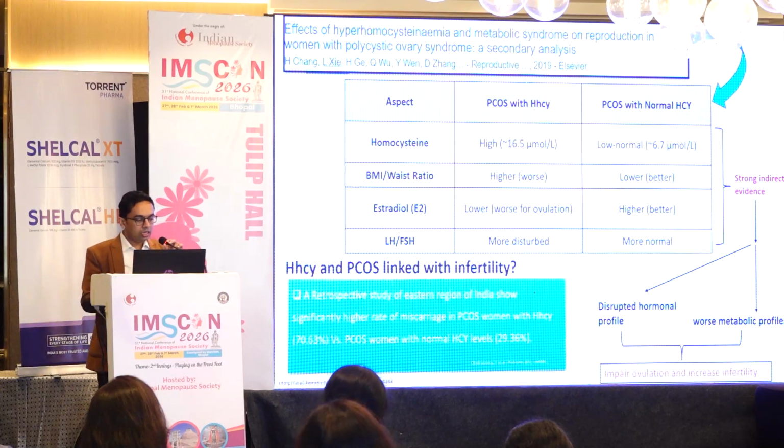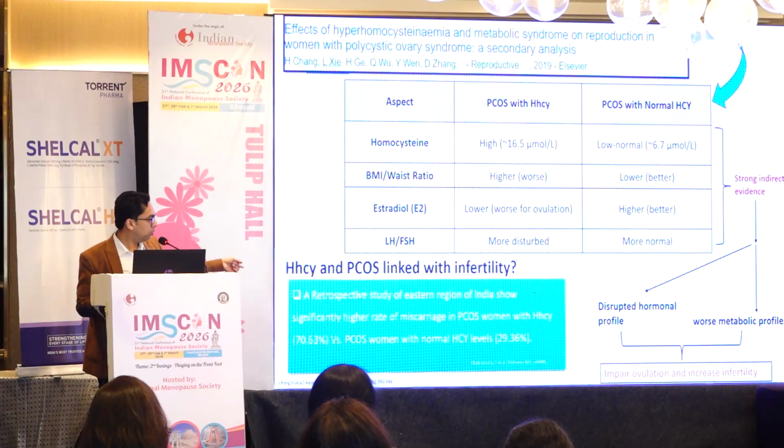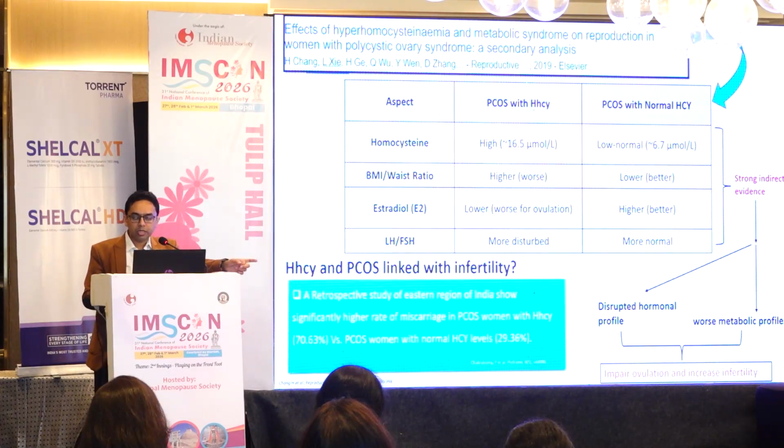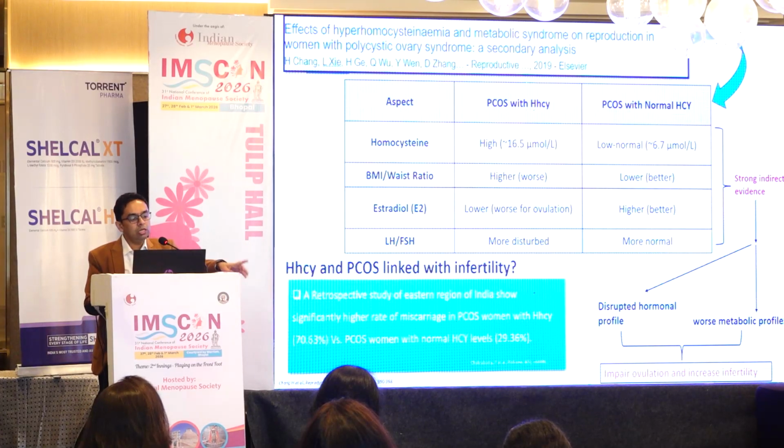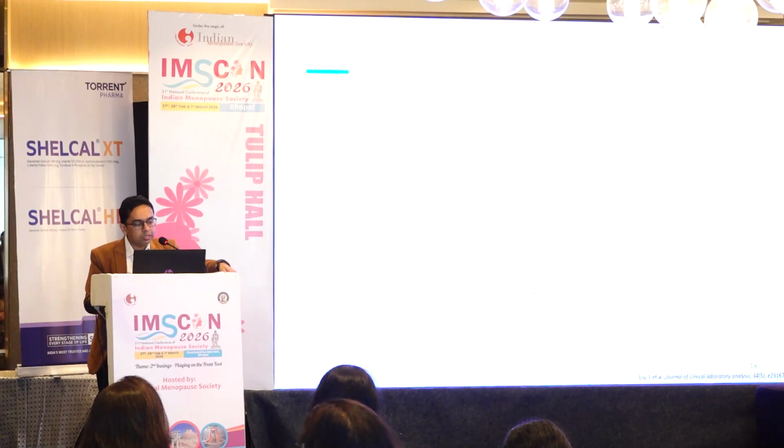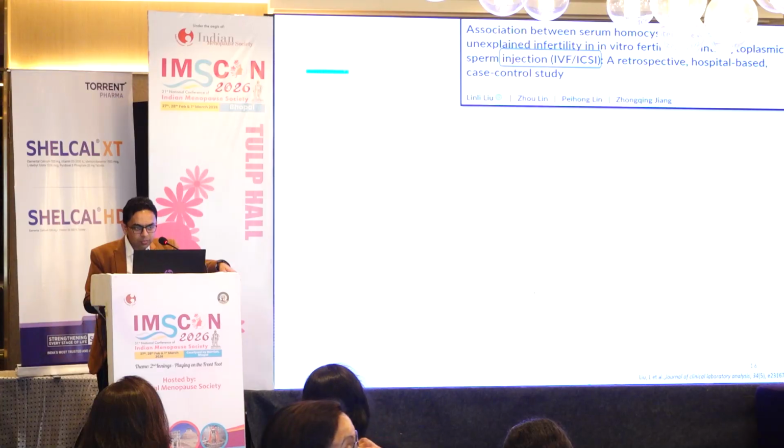Okay. And then a similar study we had from India also, the left lower box you can see here, that was a retrospective analysis. This was recently published, only 5 years back. So this is retrospective data from eastern India, where it was shown that PCOS with hyperhomocysteinemia had a higher risk of miscarriages versus those with PCOS only and normal homocysteine level. So 70 against 29% was shown.